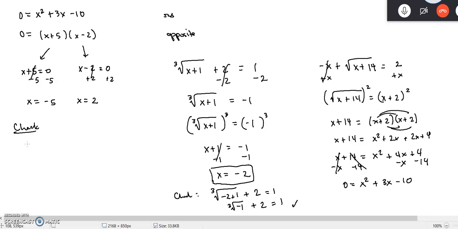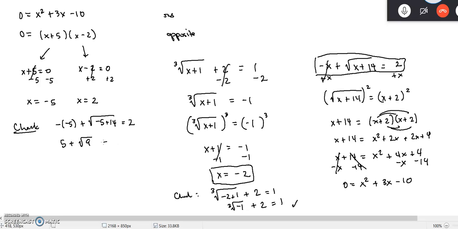A lot of times one of them will work and one of them will not work. So checking the negative 5 first. Okay, so I plug negative 5 back into my original equation, which is right here. That's going to give me positive 5 plus the square root of 9 equals 2. So I've got 5 plus 3 equals 2. Does that work? Double check your signs. Yeah, it should be 5 minus 3 equals 2, and this is definitely not a minus.